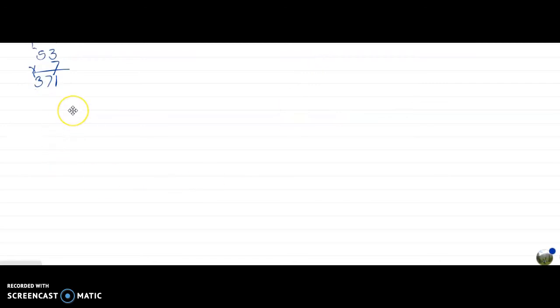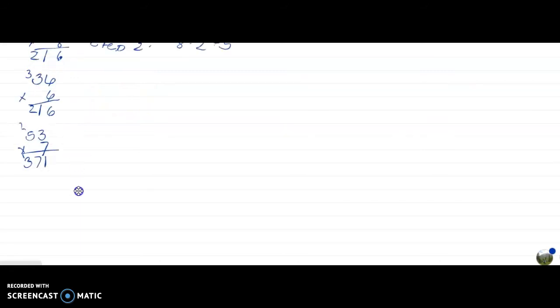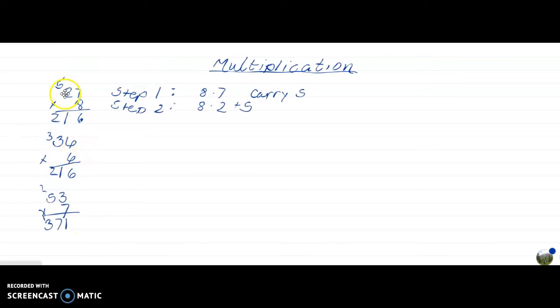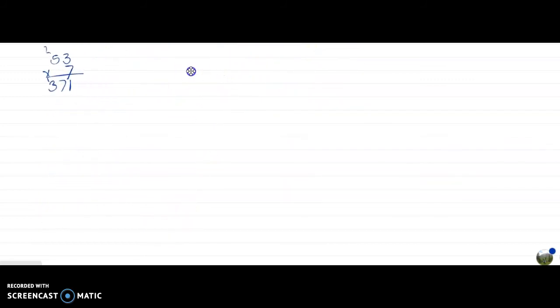So I'm going to scroll up. Now your work should look exactly like mine on your page. So up here, I did example 1, example 2, example 3, and I worked downwards. So you should be doing the same thing. So this is example 4, and this time we're going to multiply 14 by 23.